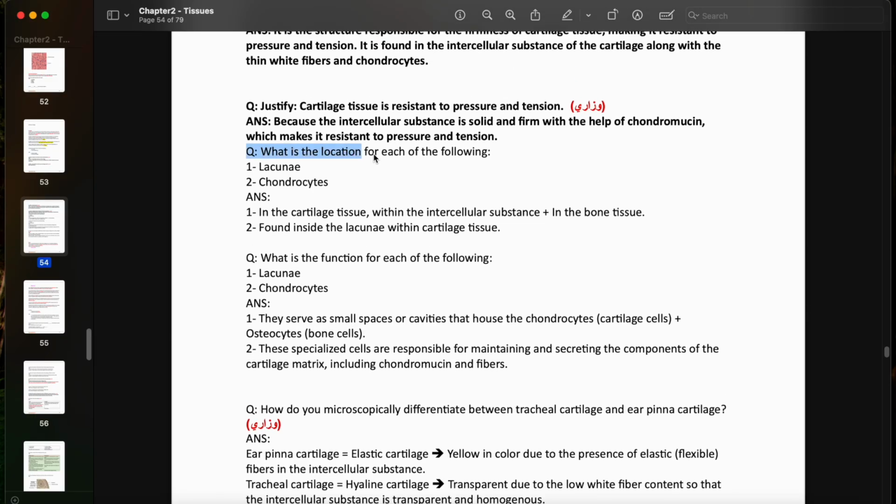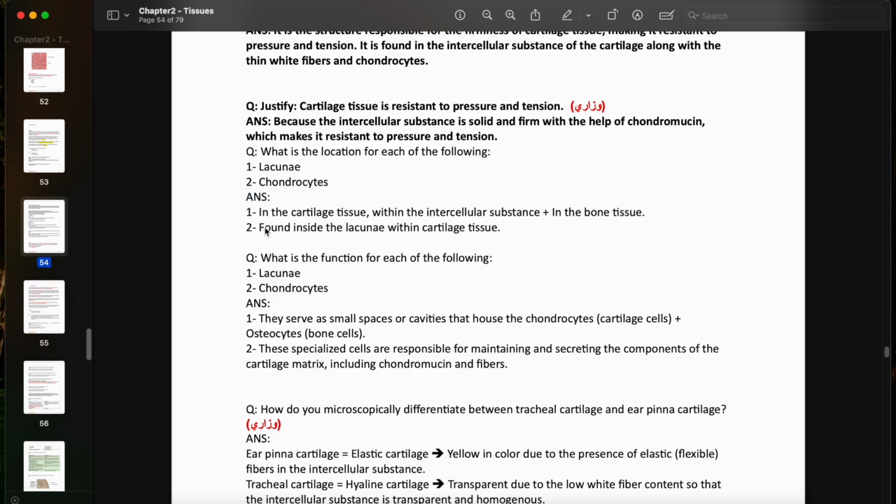What is the location for each of the following? Lacunae. Now, lacunae, as we already said, are found in the cartilage tissue within the intercellular substance, and they're also found in the bone tissue. Okay, in the bone tissue. It's not only in the cartilage.